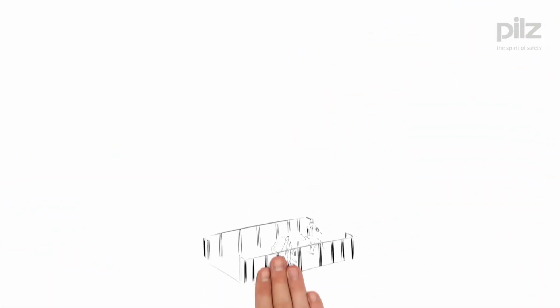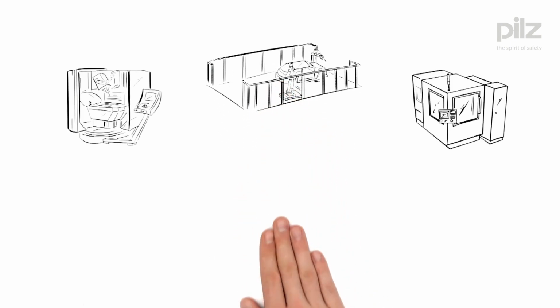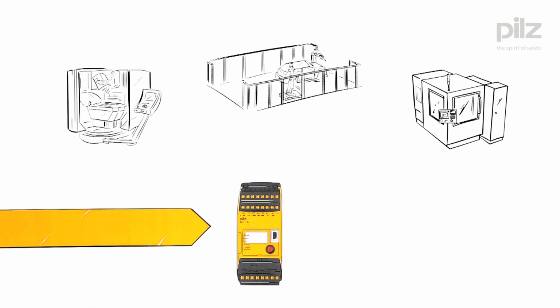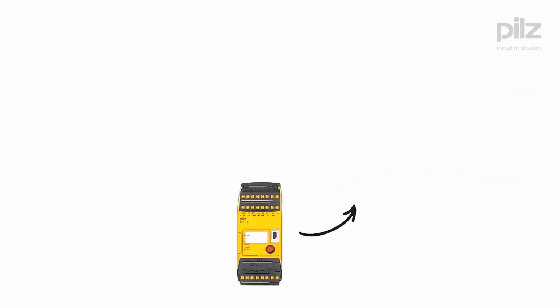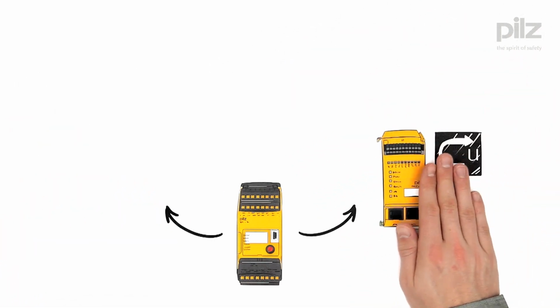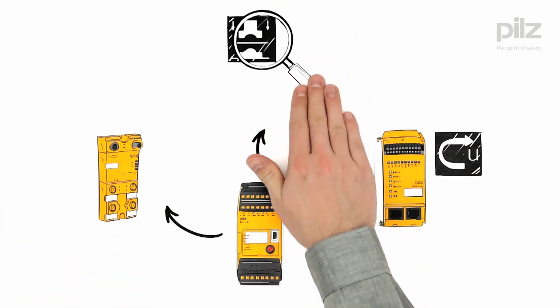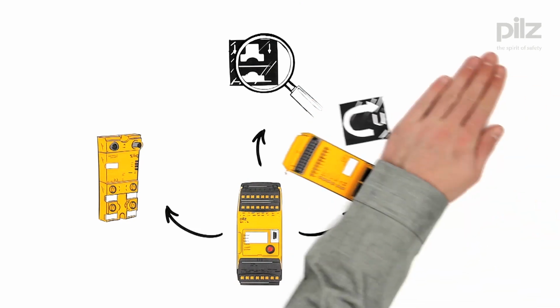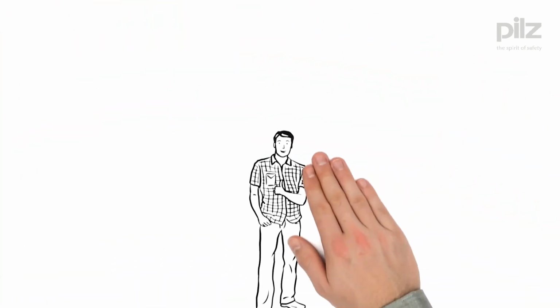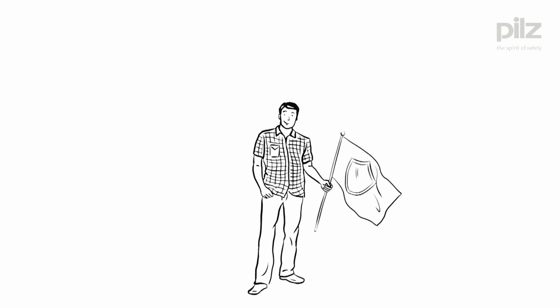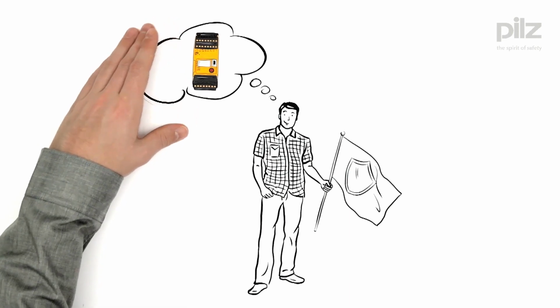No matter what type of plant or machine is involved, thanks to its modularity, PNOZmulti is the right solution for every need, from safe speed monitoring and connecting decentralized periphery modules to safe monitoring of presses. Mr. In Charge is very satisfied. He ensures equipment safety internationally, and PNOZmulti gives him a feeling of safeness.